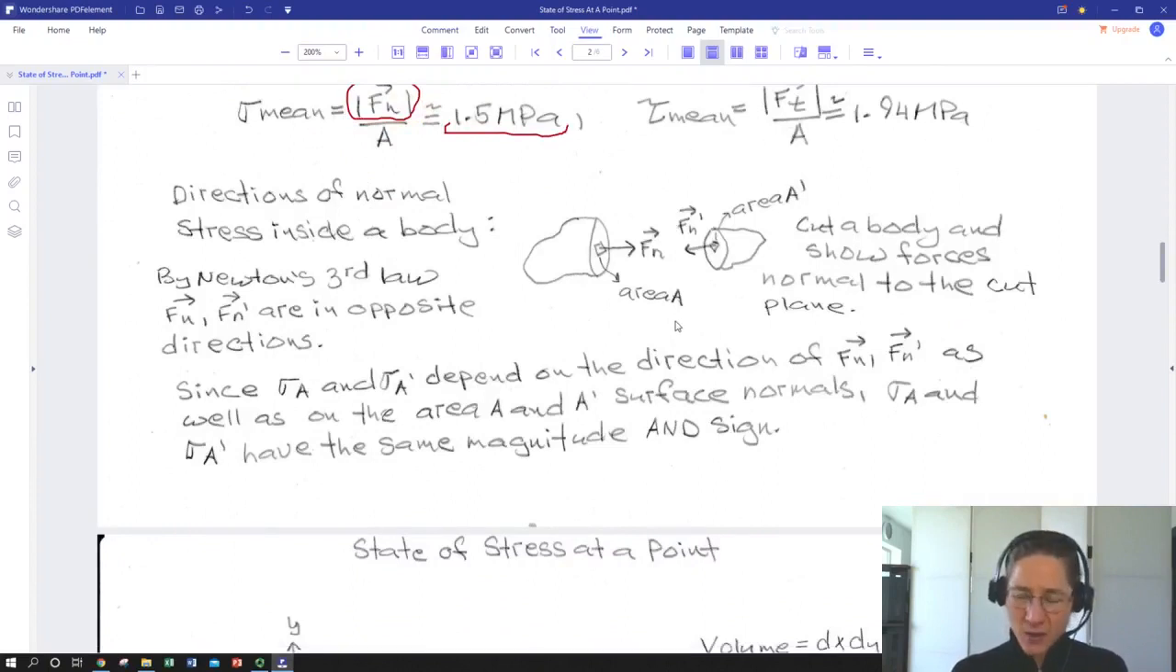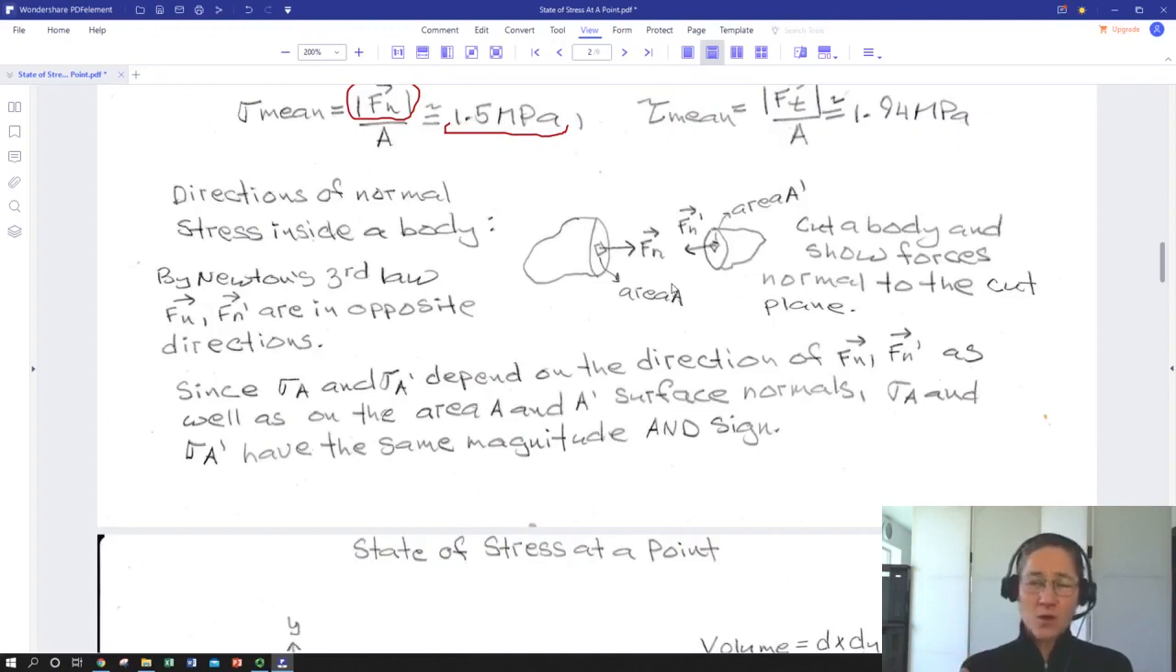So if we cut a body in half and we look at the forces between the two bodies and we resolve them, say, into normal and tangential components, we know by Newton's third law that the forces versus an external coordinate system are going to be equal in magnitude but opposite in direction. So Fn for area A, and then Fn prime for area A prime on the other side of the cut, the other end of the body that we sectioned. They're pointed in opposite directions.